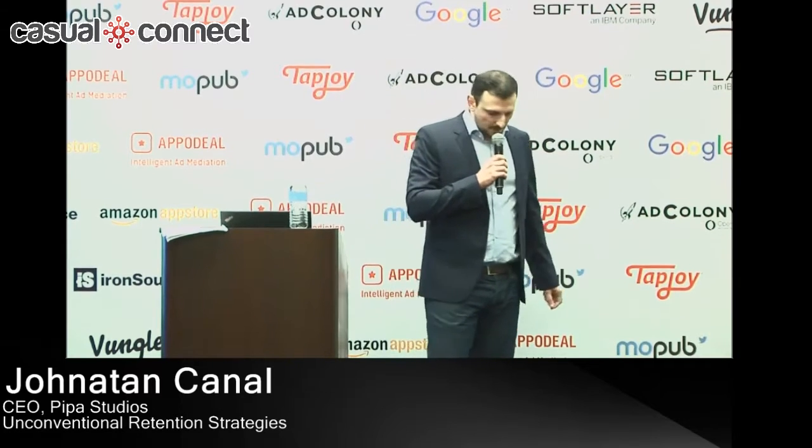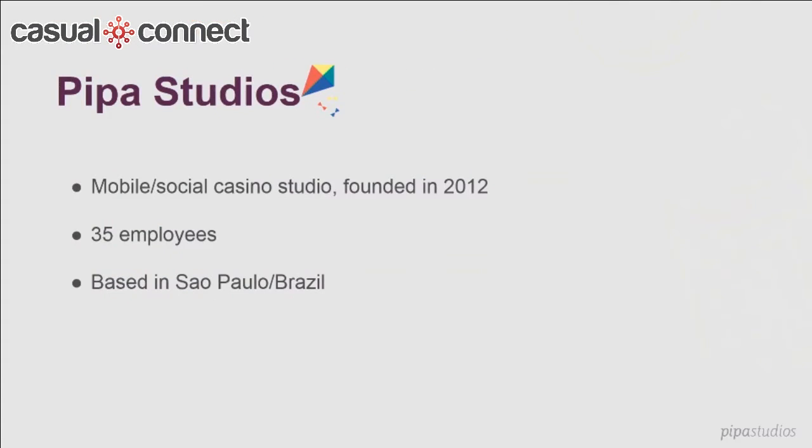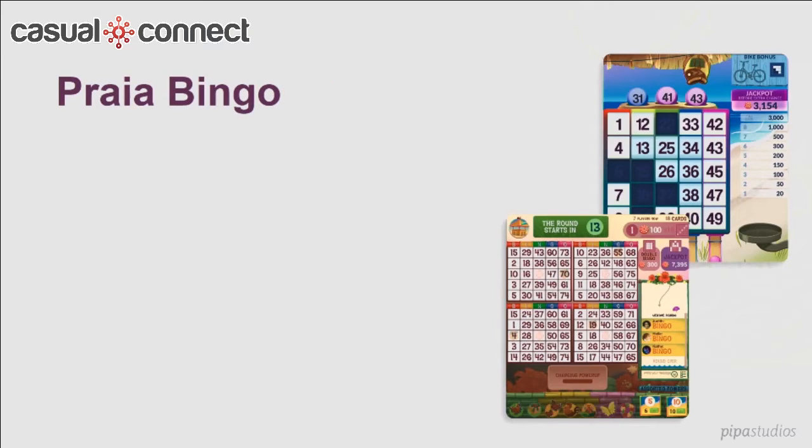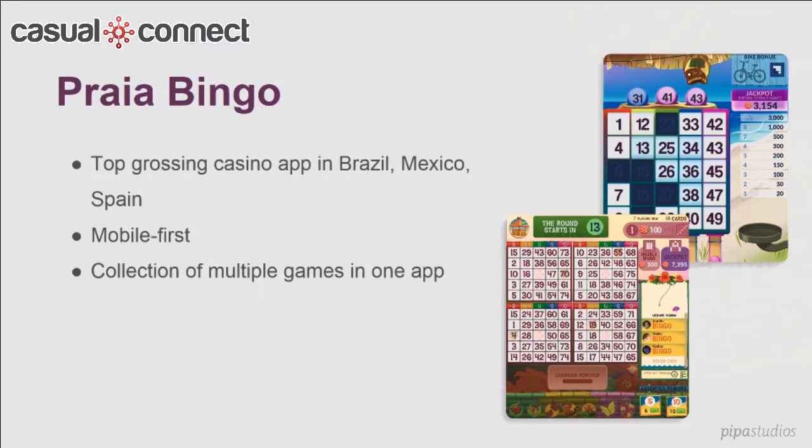So Pipa Studios was founded 4 years ago. It's a mobile social casino studio. We have 35 employees, and we're based in São Paulo. As was mentioned before, we are a top grossing app in Brazil, in Mexico, and Spain.